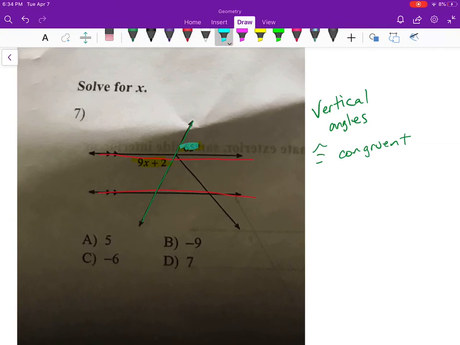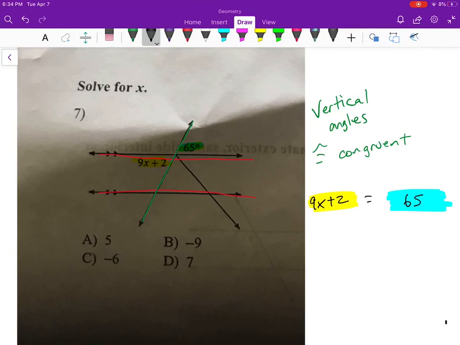Matter of fact, let me do this one in blue, and do the other one in yellow, okay? So same sort of thing here. That yellow angle is equal to that blue angle. I know that because they're vertical, I know they're going to be equal to each other. So my equation: that yellow angle was 9x plus 2. That blue angle is 65. So there's my equation: 9x plus 2 equals 65.